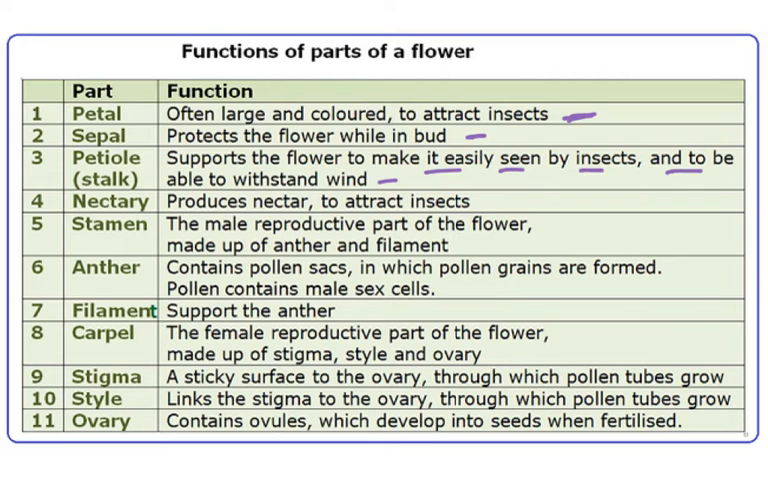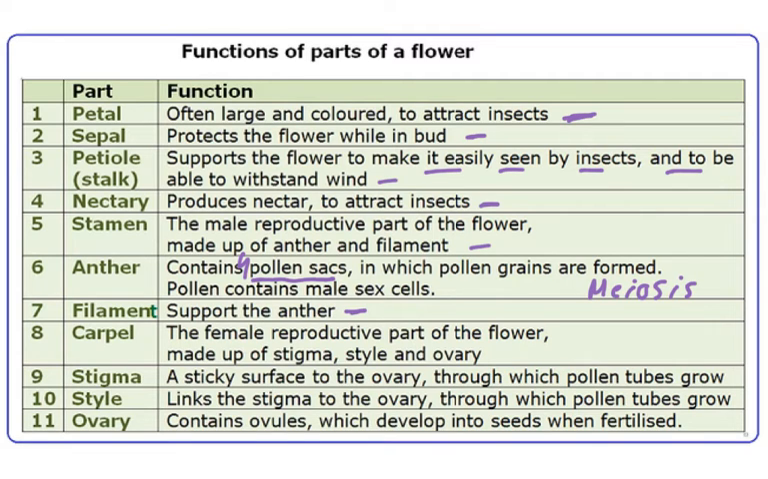Nectary is a portion which is found in certain flowers, mostly insect pollinated flowers, and they produce nectar to attract insects. And then the stamen, the male reproductive part of the flower, is made up of the anther and the filament. Anther contains four pollen sacs in which pollen grains are formed. So meiosis takes place here, and pollens are actually the male sex cells or the male gametes. And the filament supports the anther.